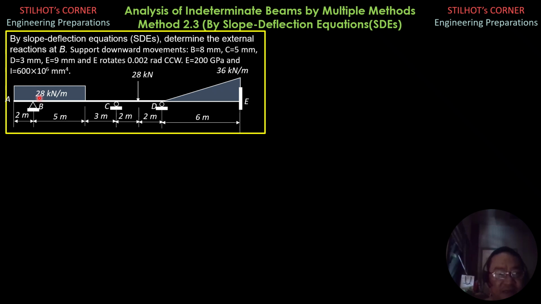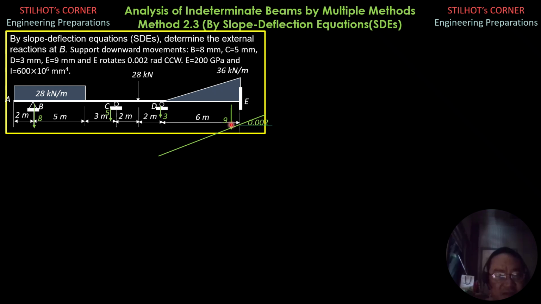So we label the deflections as shown. At B we have 8 mm, at C 5 mm, at D 3 mm, at E 9 mm. At the same time, E rotates 0.002 counterclockwise as shown.